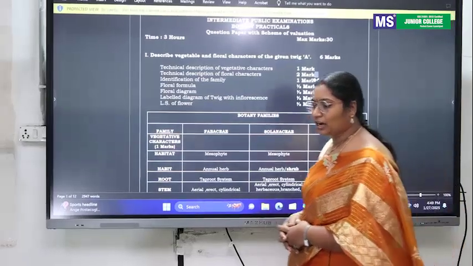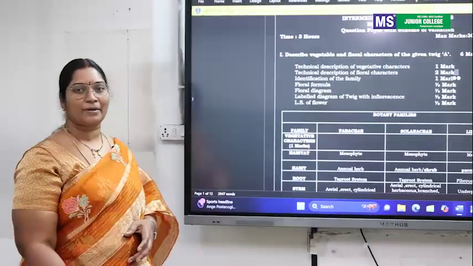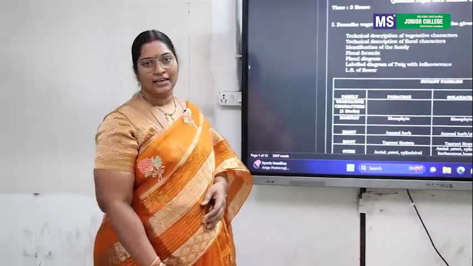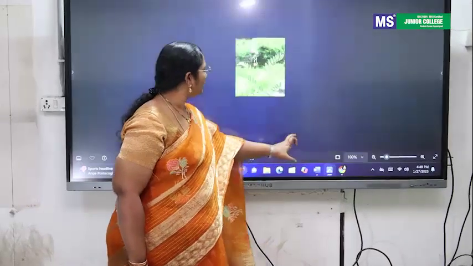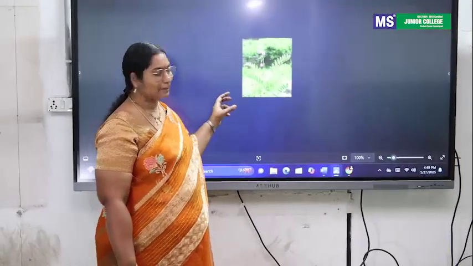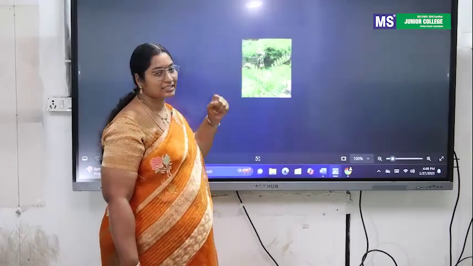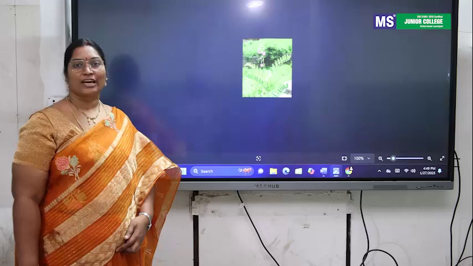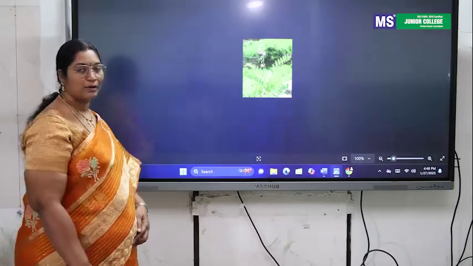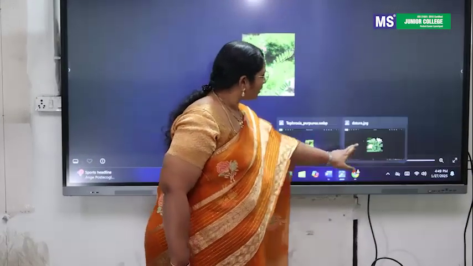For example, we have three families in our syllabus: Fabaceae, Solanaceae and Liliaceae. Let us concentrate on Fabaceae first, and how the twig will be. Here it is Tephrosia. By observing this twig, this is a pinnate compound leaf, and here you can see the papilionaceous corolla. By observing this twig you can very easily find that it belongs to Fabaceae. Let us see the other twig.